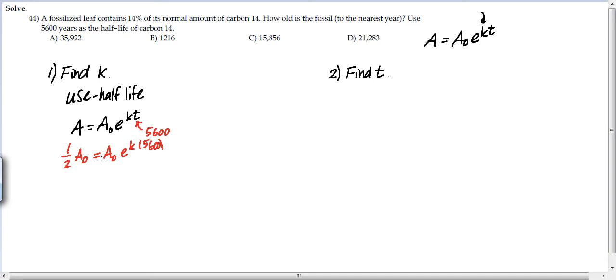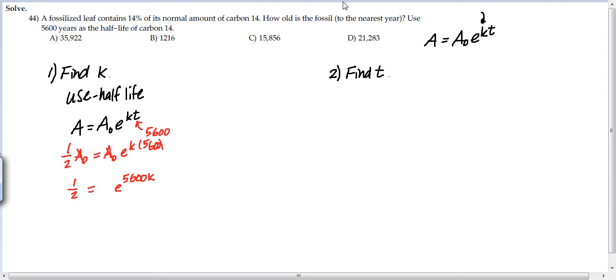Alright, so that's the key step you have to realize here, and that lets you cancel the A0, which is how this works. Nobody was around when this leaf got fossilized, but we can tell you how old it is because we know things about how leaves decay and that kind of thing. So we know the leaf is that old. So we have now 1/2 on this side equals e to the 5,600k.